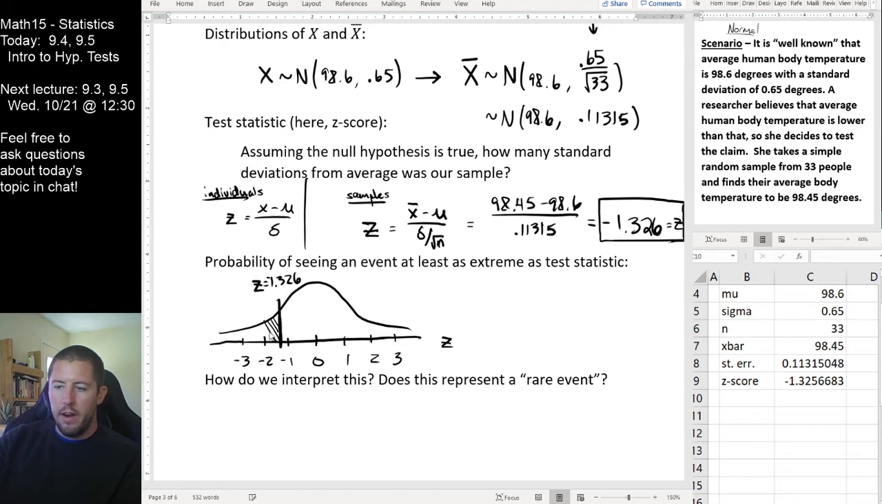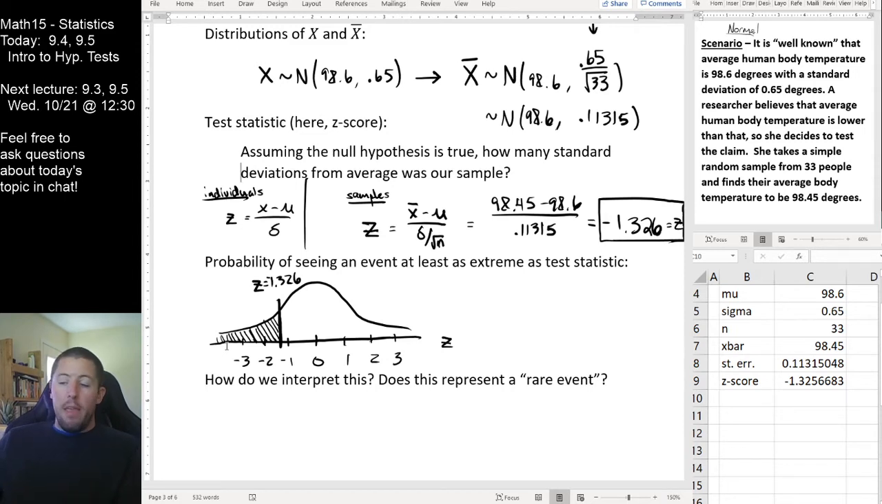All of this area out here then represents the probability that if we were to perform this experiment a second time, we would see an outcome at least as unlikely as this one right here. These are all the events that are at least as extreme. So extreme is always going to be towards the tails, away from the average right there. So what is the probability that we see an event at least this extreme or more?